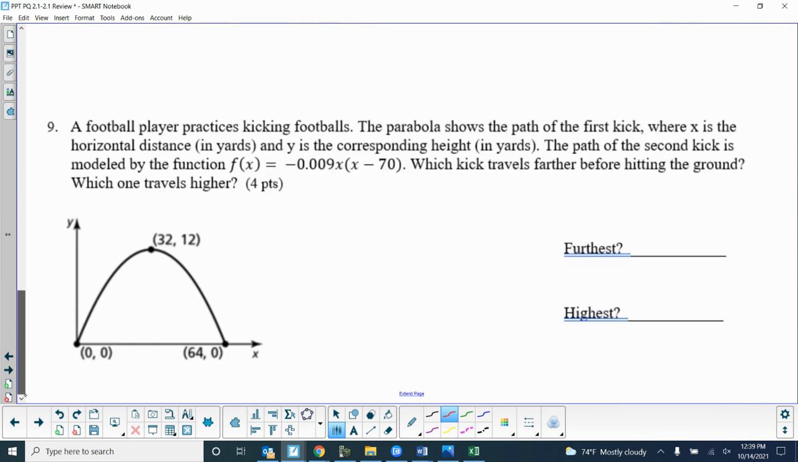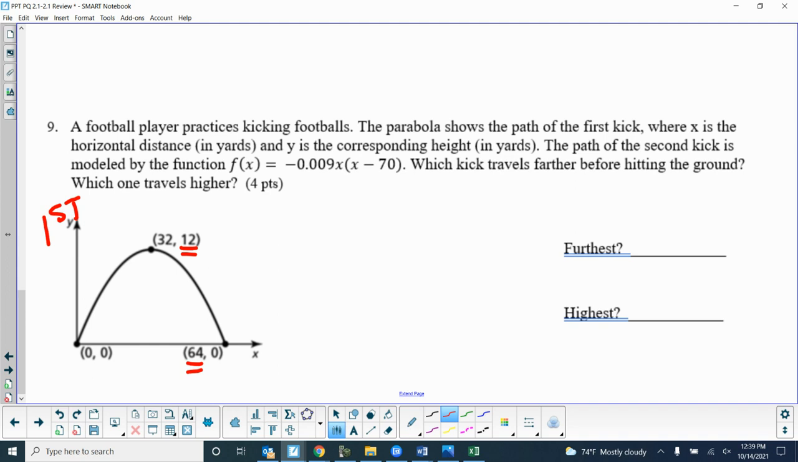Last one. All right. This is the first one, right? The parabola shows the first one. How far did he kick it? Or she kick it? 64 yards. Yeah, 64 yards. How high did it go? 12 yards. Yards still, right? We okay with that from the picture? Yeah. How far it went and how high it went.